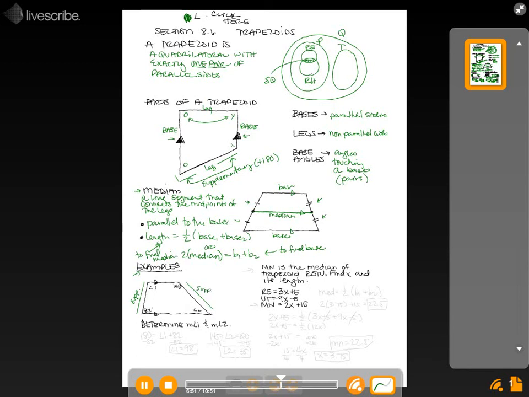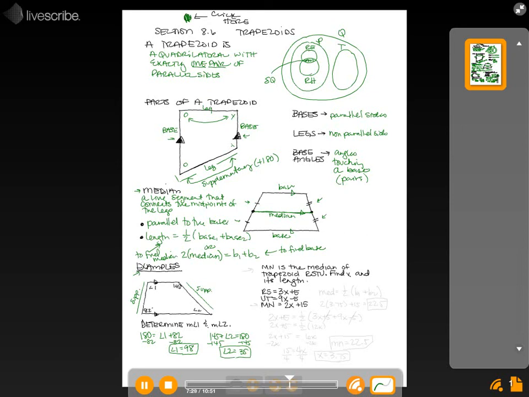Same idea happens here. So what we can do is say 180 equals angle 1 plus 82. And we can subtract 82 from both sides. So angle 1 equals 180 minus 82 is 98. So there's angle 1. We can treat angle 2 the same way. 145 plus angle 2 equals 180. Subtract 145 from both sides. Angle 2 equals 180 minus 145 is 35. Okay? That's how we figure out what the base angles are.